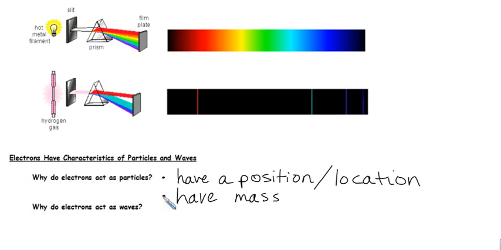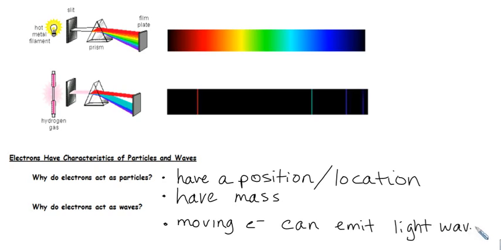However, now we've learned that moving electrons, here's my little symbol for electron, e minus, because electrons are negative, moving electrons can emit light waves. Which leads us to the wave-particle duality, where we believe electrons can act as particles or waves. And again, this whole concept is really awesome, and it's something that we will look at in much more detail in class and in the lab.